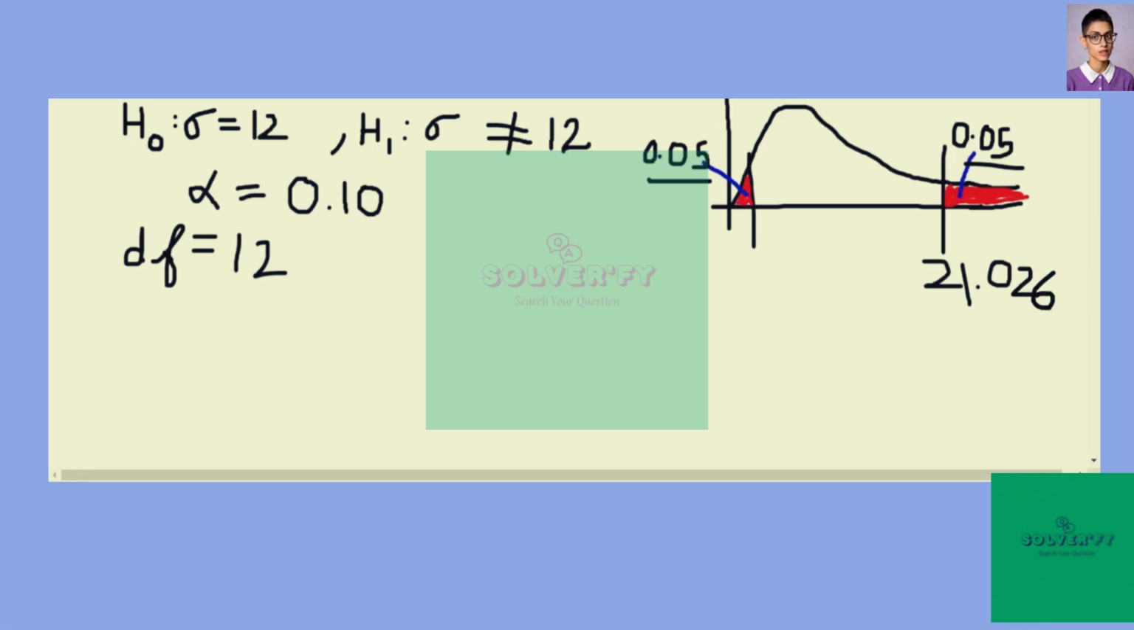For the left side's critical value, we will see under degrees of freedom equal to 12, but alpha equal to 1 minus 0.05. So alpha equal to 1 minus 0.05, which is equal to 0.95. So the left side's critical value is 5.226 as seen in the table for chi-square distribution.